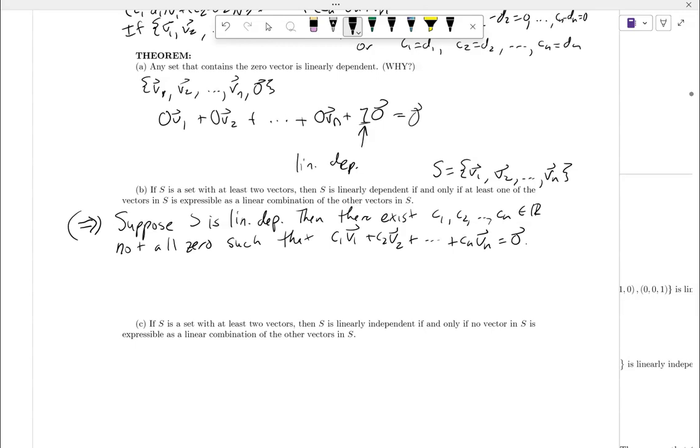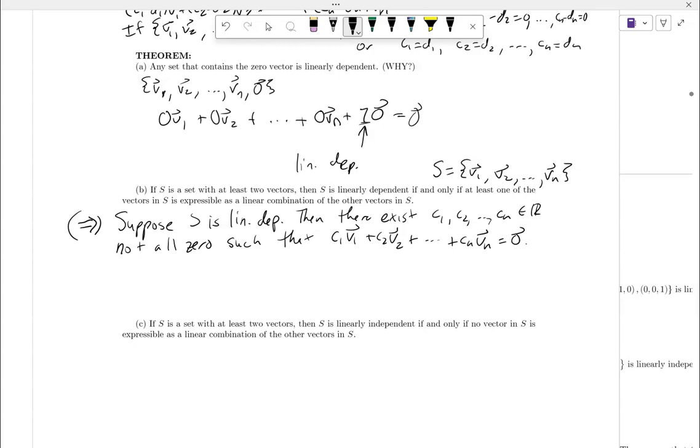All right, so we're trying to show that at least one of the vectors is expressible as a linear combination of the others. And that is exactly what linear dependent means, right? One of the vectors depends on the rest. I can write one of the vectors as an equation involving the others. This statement here says at least one of these constants is not zero. So which vector do you think I might want to try to write as a linear combination of the others?